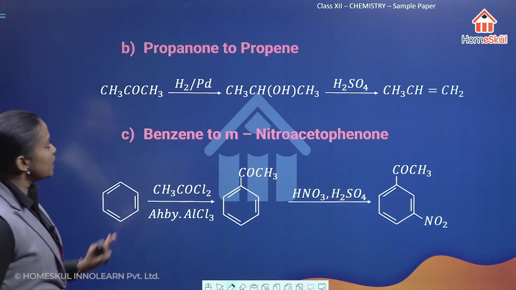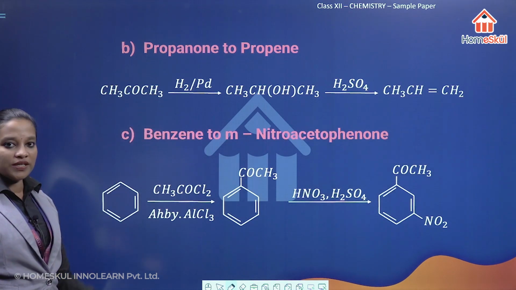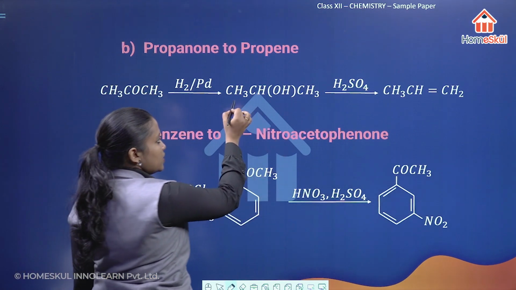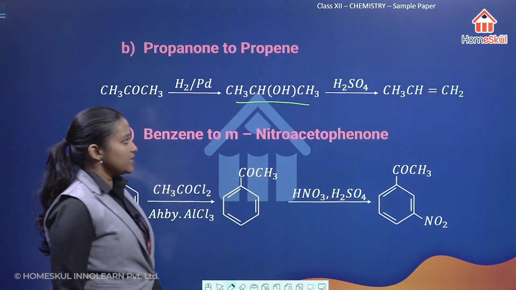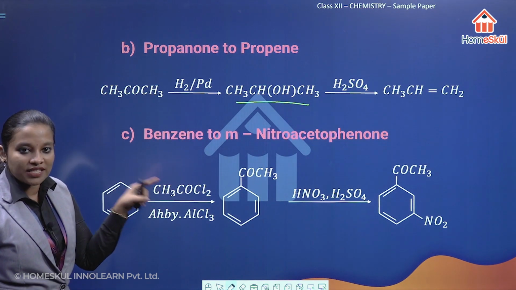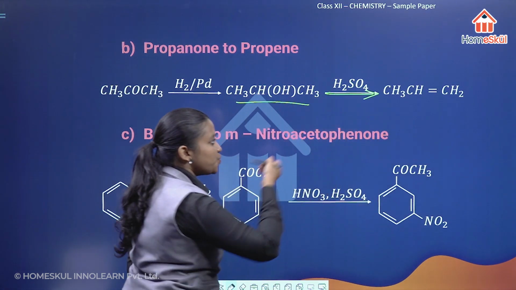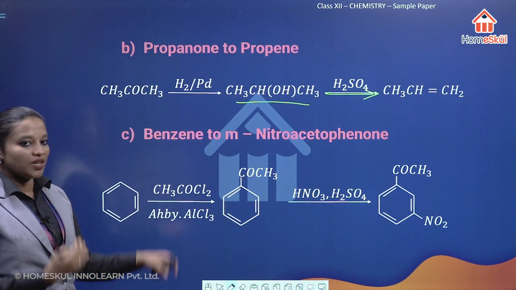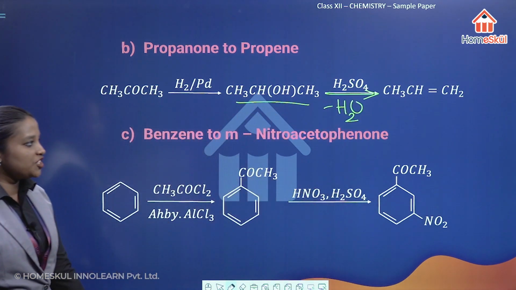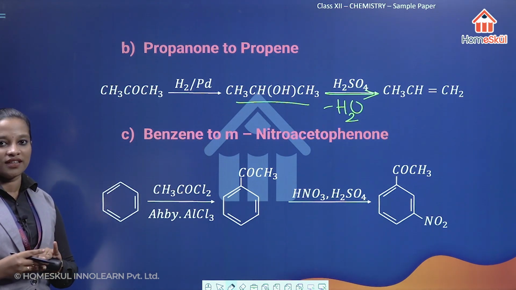Yes. How will you convert propanone to propene? Okay, here we have propanone, which undergoes reduction. Then it forms what? Yes, CH3CHOHCH3. An alcohol is formed. Then, treating with H2SO4, what happens there? Yes, dehydration happens. There occurs dehydration and results in the formation of an alkene. Okay, that is propene is formed there.